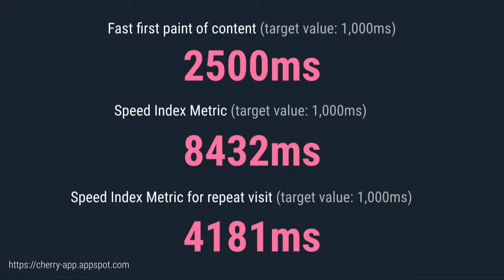You take a look at, on 3G, where your goals are for fast first paint. It's taking 2,500 milliseconds for first paint in this app. Our speed index metrics are 8,000, 8,400. That's crazy. We shouldn't be taking so long for our users to actually be able to start using this application. Luckily, with service worker in place, we are able to slash these numbers in half.